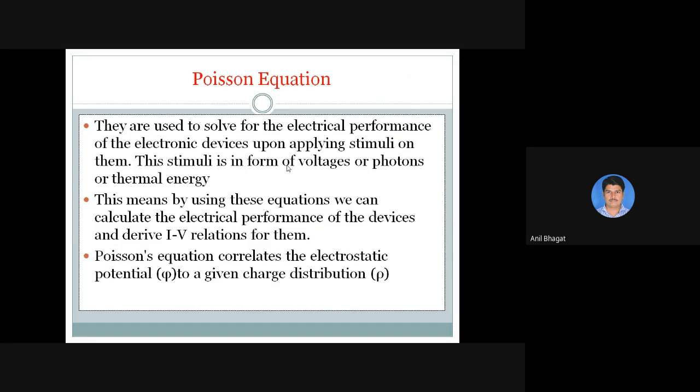Poisson's equation, so they are used to solve for the electrical performance of the electron device upon applying a stimulus on them. The stimulus is in the form of voltage or photon or thermal energy.